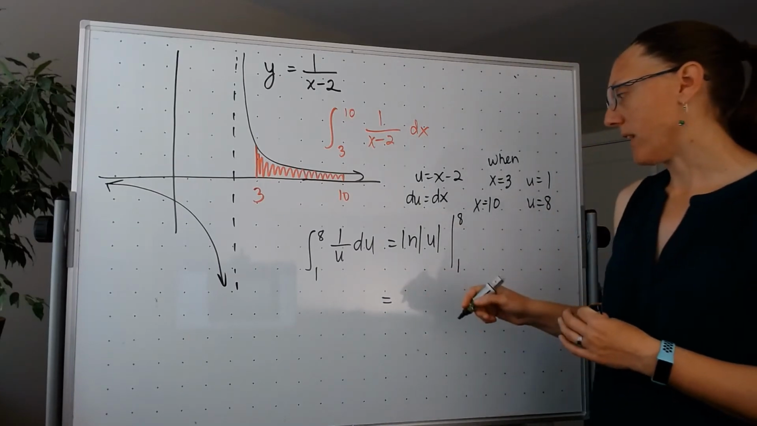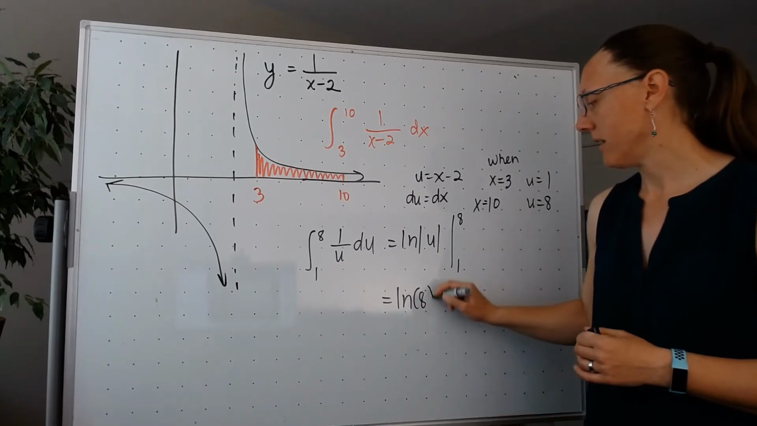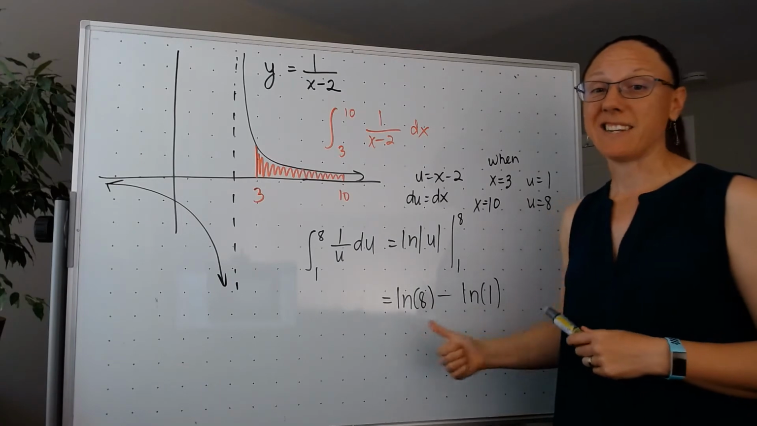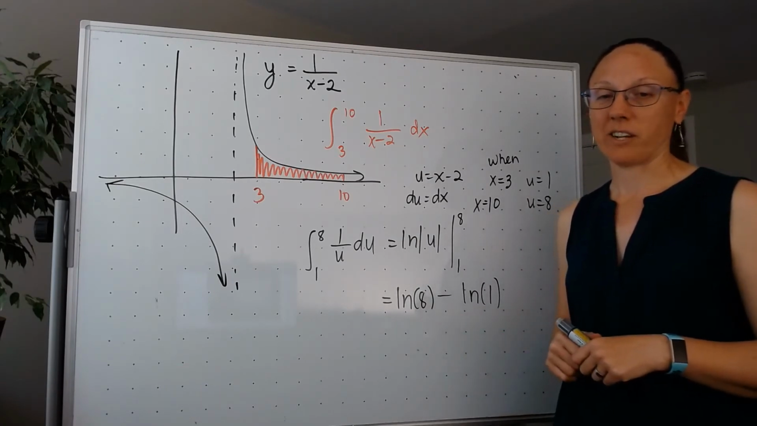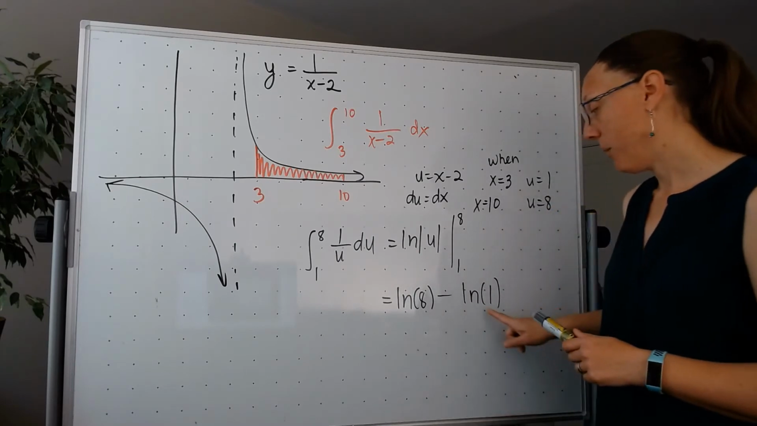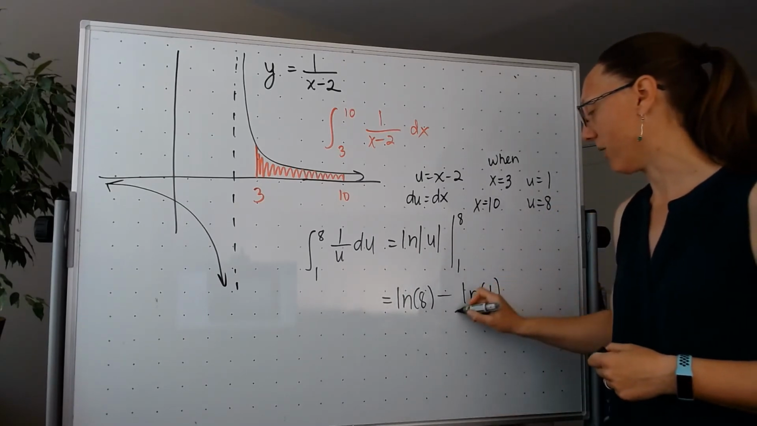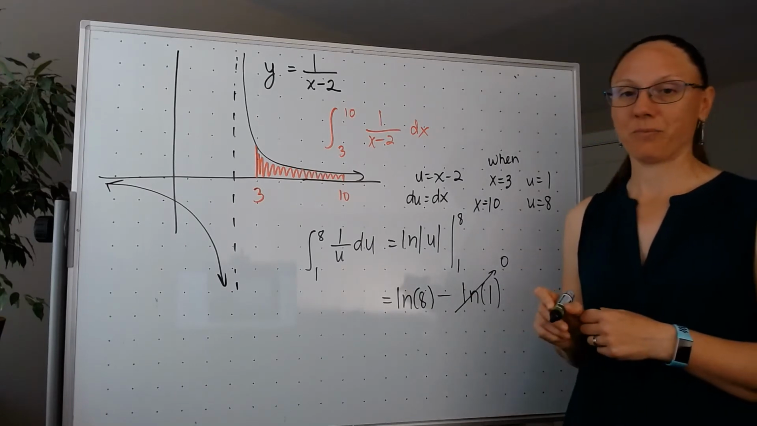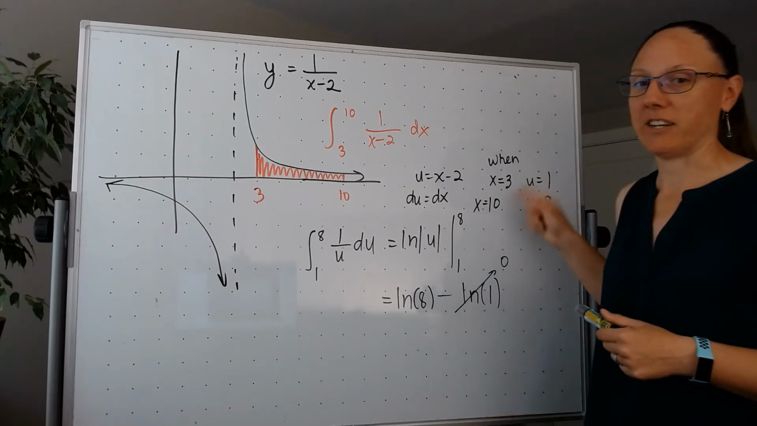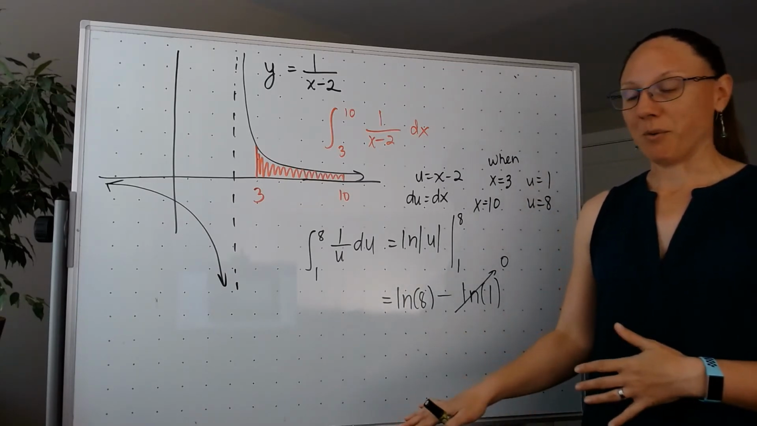So I can think about this as natural log of 8 minus natural log of 1. Notice I did not include the absolute values down here because 8 and 1 are already positive numbers. By the way, natural log of 1, we could simplify that further because natural log of 1 is equal to 0. There was a question in the chat about whether we need to change the limits of integration. So I want to address that before we move on.